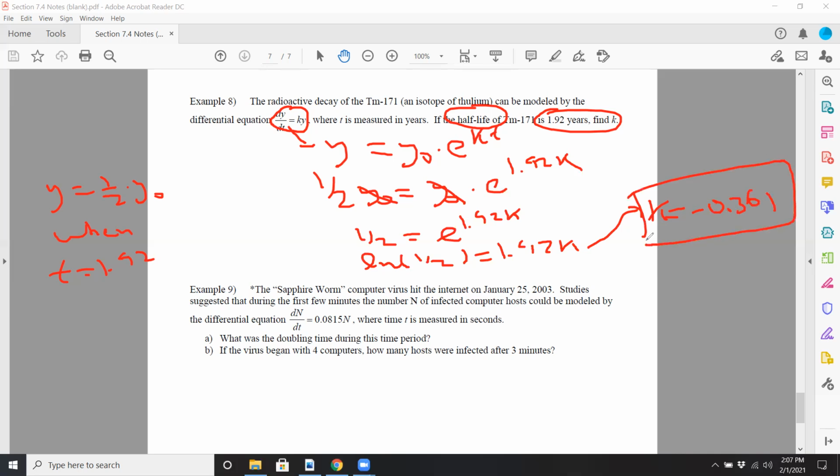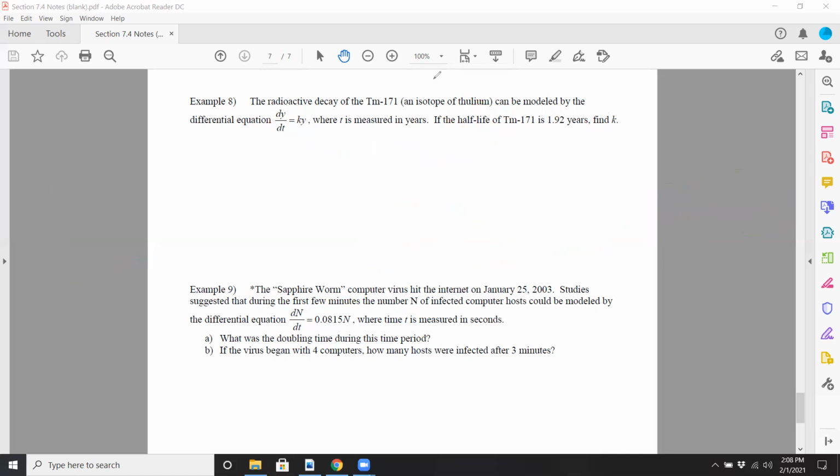Here's another application. The Sapphire worm computer virus hit the internet many years ago. Studies suggested that in the first few minutes, capital N, the number of infected computer hosts, can be modeled by the following differential equation, where t is measured in seconds. So this happened pretty fast. So when do we have a doubling time? Well, notice you have dN over dt instead of dy over dt, but you still have the same kind of form. It's k times your variable. So it's still the same solution that we're seeing already.